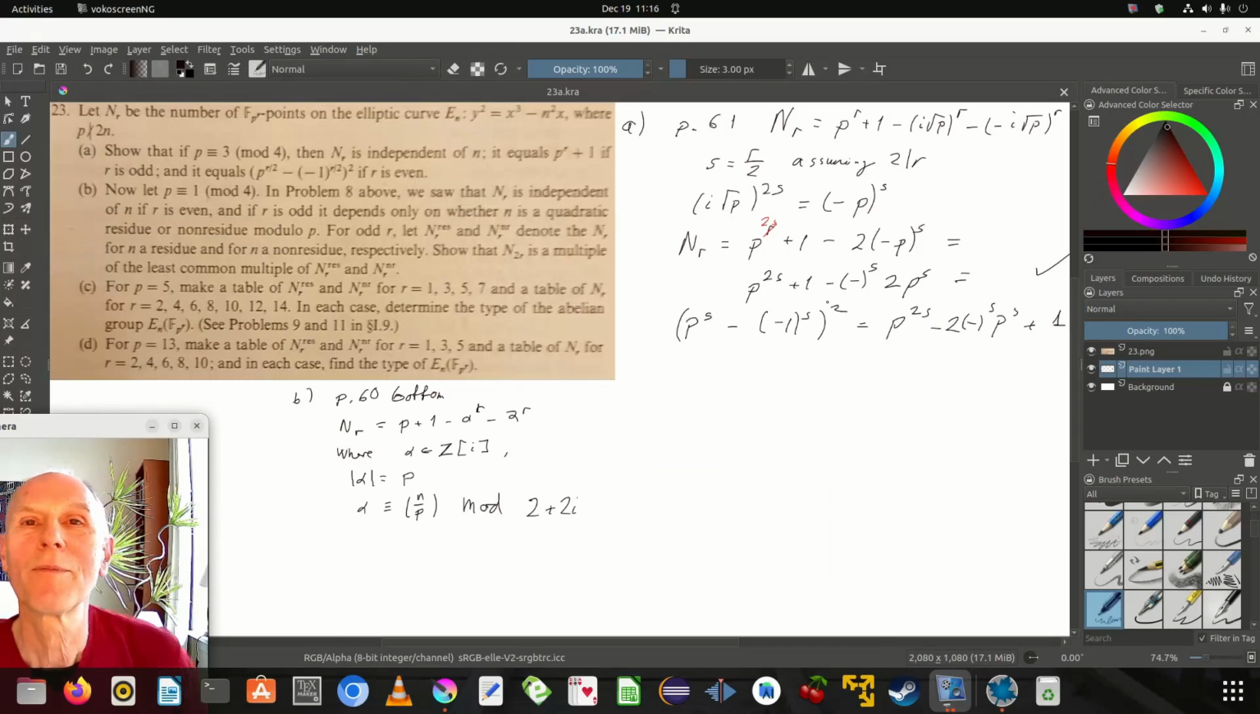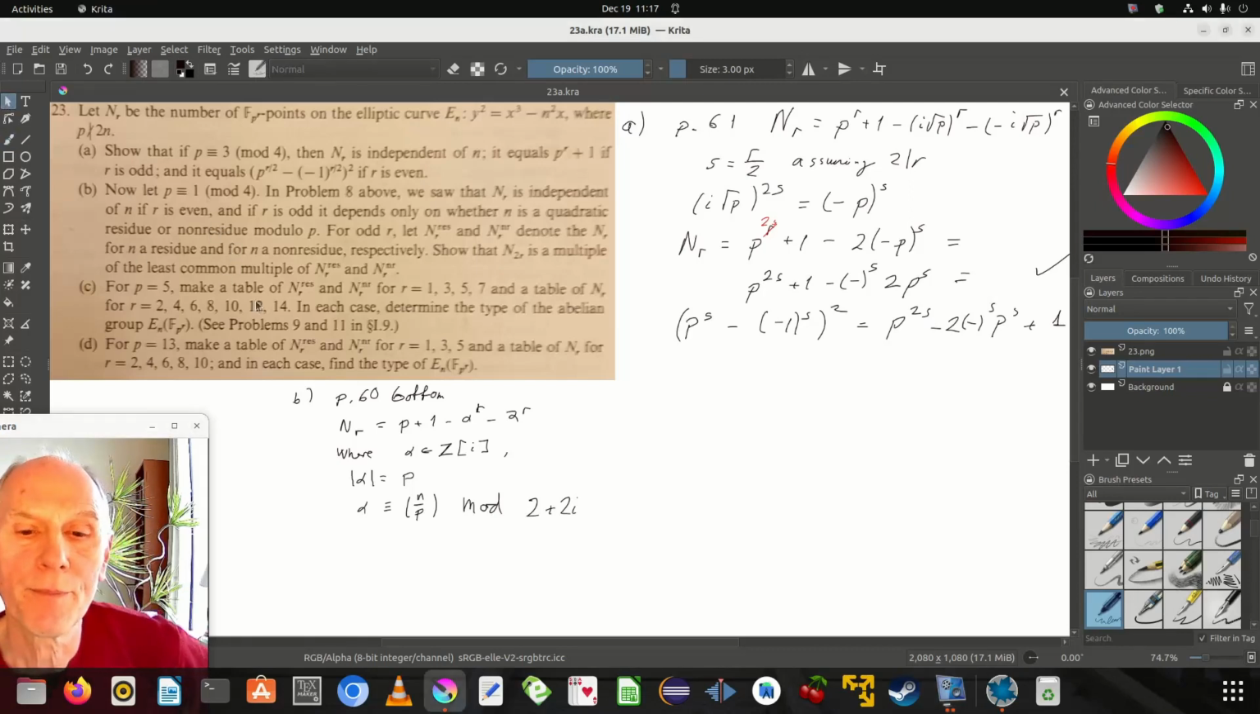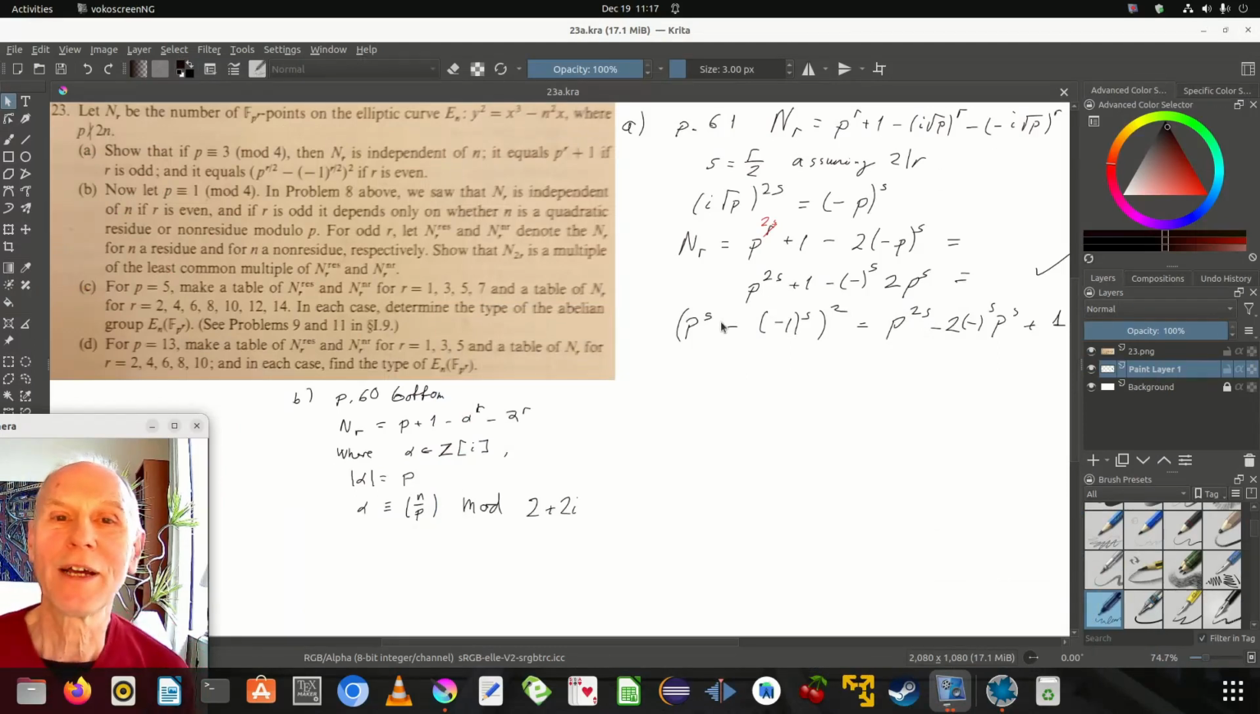Good morning. Monday, December the 19th. I just started on problem B. I have found the Maple procedure I made during section 1. I think we might need that to be able to find where I've made my mistakes.